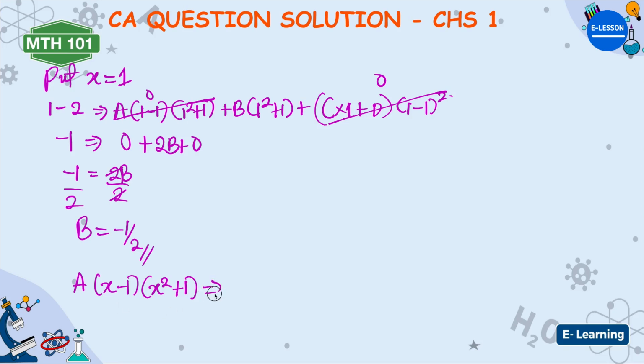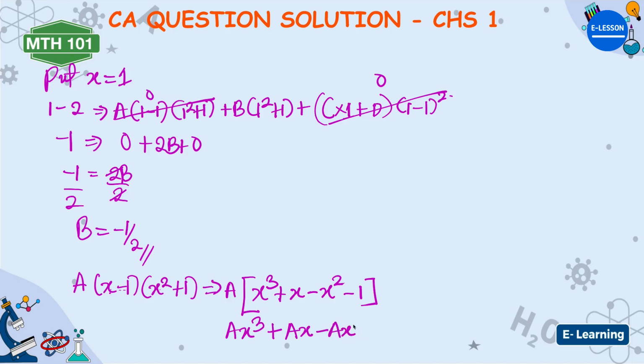If we open this will give us a bracket. x squared times x, x times x squared will give us what? x cubed. x times 1 will give us what? Plus x. Minus 1 times x squared will give us what? Minus x squared. Minus 1 times 1 will give us what? Minus 1. All right? And this multiplied by A, this will give us what? Ax cubed plus what? Ax minus what? Ax squared minus A. We are using A to multiply through everything here. So that is for A.